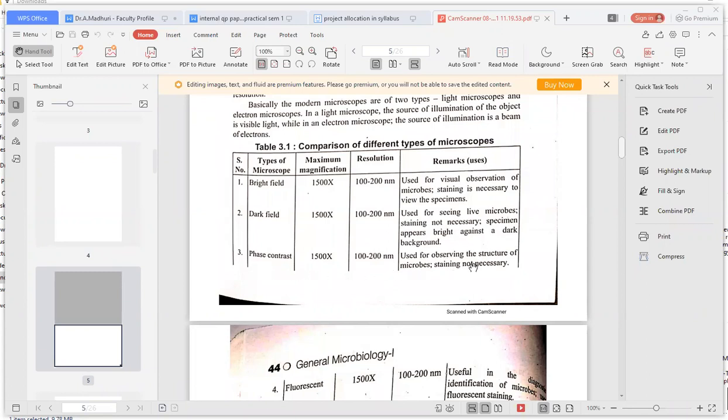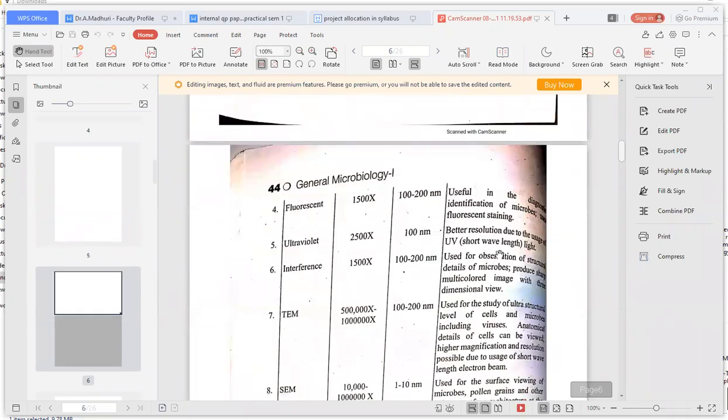Phase contrast microscope is also used for observing structures of microorganisms. Here also staining is not required. Fluorescent microscope, as the name suggests, the specimen will shine, the microorganisms will shine. Different stains will be used. They are called fluorescent stains.